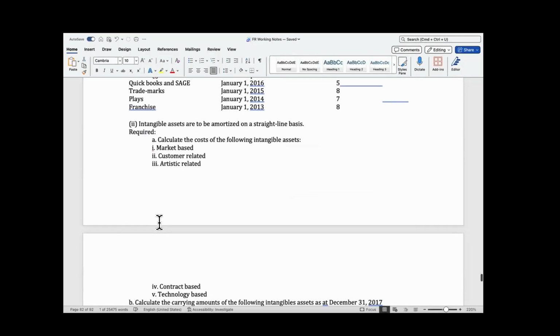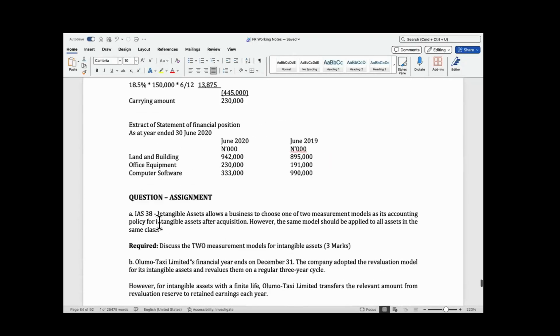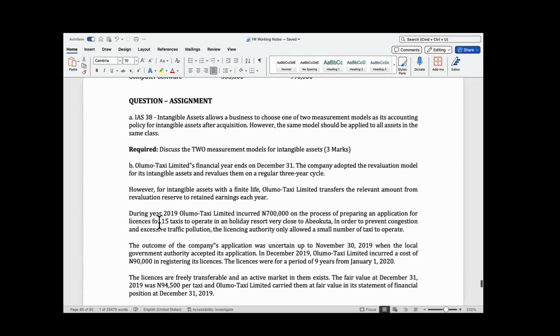Then that was it. Basically, we solved some questions and I gave you an assignment. I have like 5 people who did it. 5 of you did the assignment, which is okay. Because of the period being short, quite a number of you haven't done it. So let's quickly discuss it. We're asked to discuss two measurement models, cost model and revaluation model.